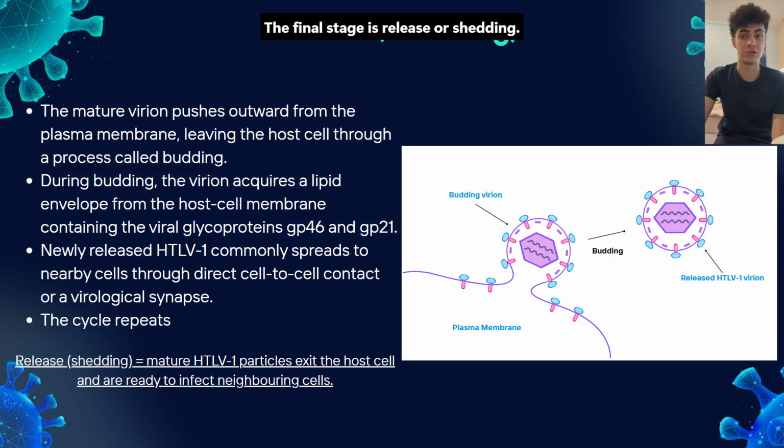The final stage is release, or shedding. The mature virion pushes outward from the host cell plasma membrane and leaves the cell through a process called budding. During budding, the virus acquires a lipid envelope from the host cell membrane. This envelope contains viral glycoproteins such as GP46 and GP21, which will later help the virus infect another target cell. After release, HTLV1 commonly spreads to nearby cells through direct cell-to-cell contact, including through a virological synapse. Once it reaches another target cell, the cycle begins again.